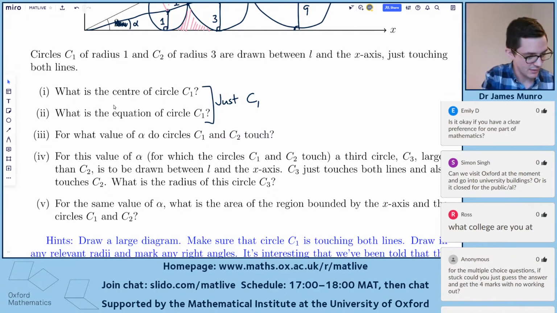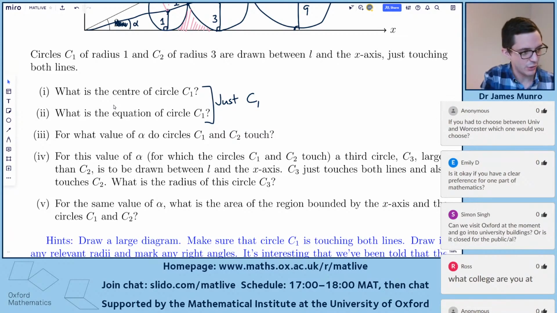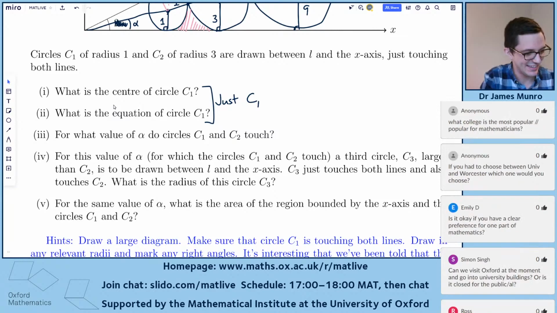If I had to choose between College A and College B, which one would I choose? I can't help you, sorry. Which college is the most popular for mathematicians? I can't help you, sorry. Some of the colleges do have lots of applicants. I don't really know why that is. You should at least look into what the colleges are like. Look at some of them online, I suppose, to try and find out what some of them are like. But yeah, I can't help you.